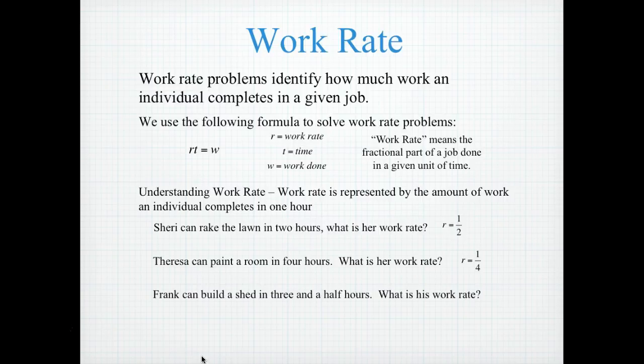If Frank can build a shed in 3.5 hours, what's his work rate? Well, you see in the first two examples, we use reciprocal values. So we take the reciprocal of however long it took for the job to get accomplished. 2 hours is a work rate of 1/2. 4 hours is a work rate of 1/4. So if it's 3.5 hours, we have to represent that as 7/2, and then we take the reciprocal. So the work rate in this case would be 2/7.